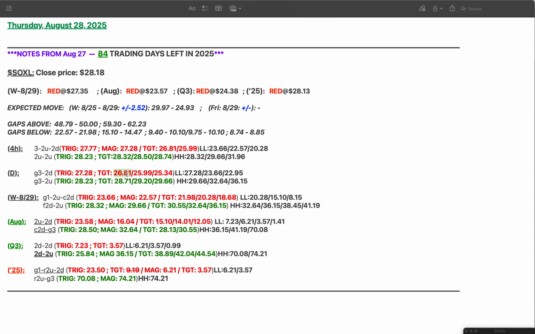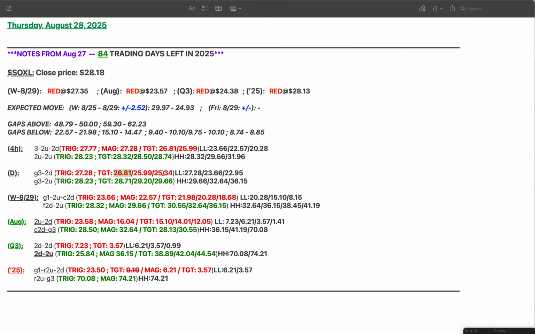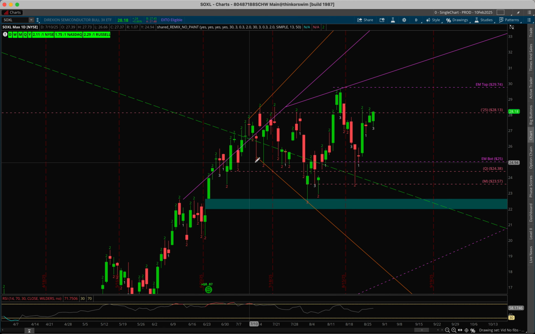So we got 2681 as our first target, and then again, because this triggers the 1 combo, 2 up 2 down, the magnitude for that is this 2534. We've got that as an extended target here. 2599. What do we have?